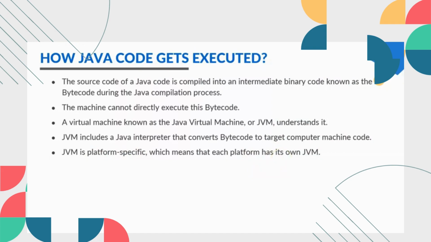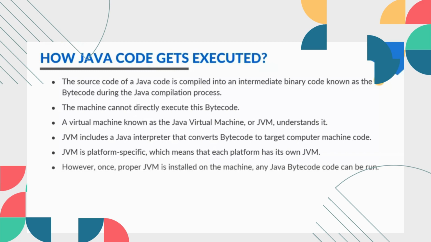A Java virtual machine, known as JVM, will load your bytecode into it. The JVM includes a Java interpreter that reads and executes all the statements step by step from the Java bytecode, and which will further convert it to the machine level language. However, once a proper JVM is installed onto the machine, we can produce or get the output.